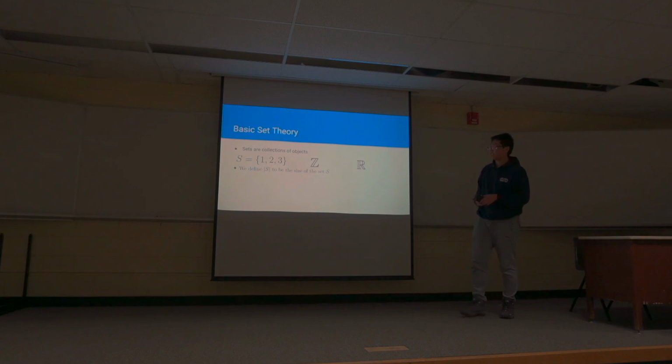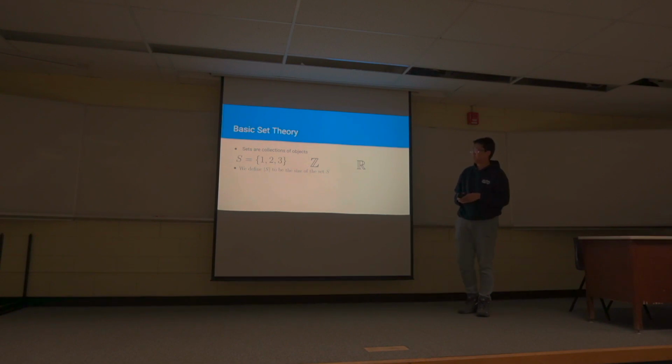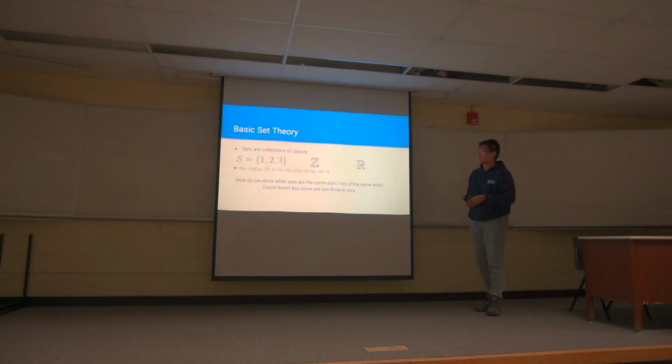Basically, sets are collections of objects. So we have 3 sets here. One's a finite set, and then you have the set of integers as well as the set of real numbers. And we define this notation where you put these straight lines around S to be the size of set S.